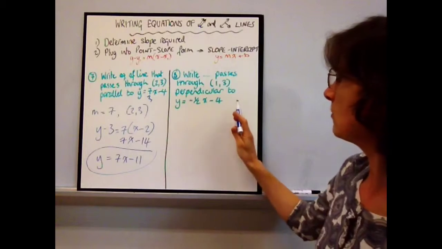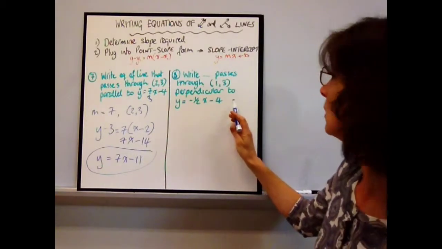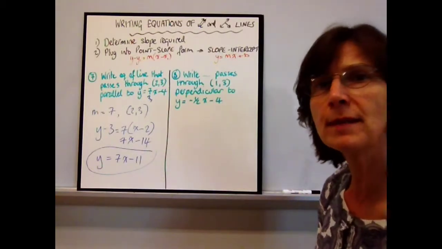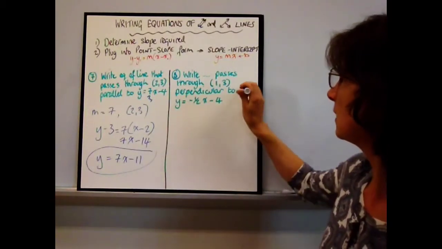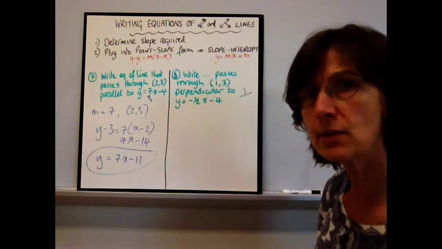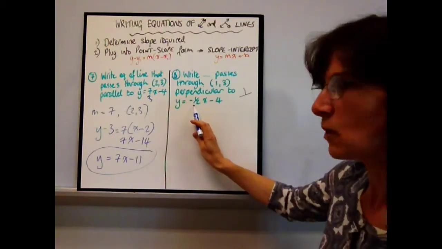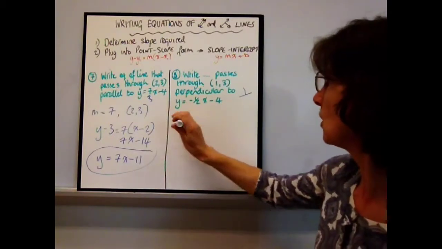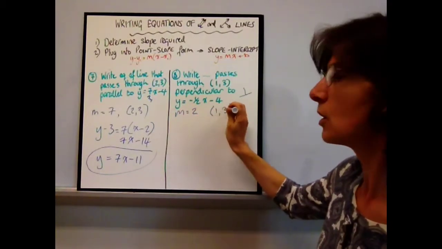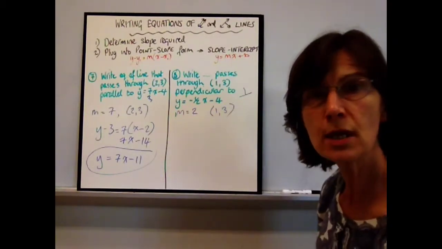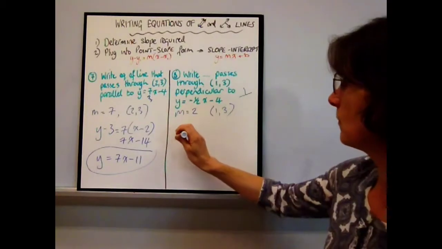This one is a line that passes through 1, 3 and is perpendicular to this equation. So perpendicular, so we've got opposite reciprocal slopes. Opposite is 1/2, reciprocal is 2. So I know my slope is 2, and I want to go through the point 1, 3. And then we just do the same thing, plug it into point slope form.